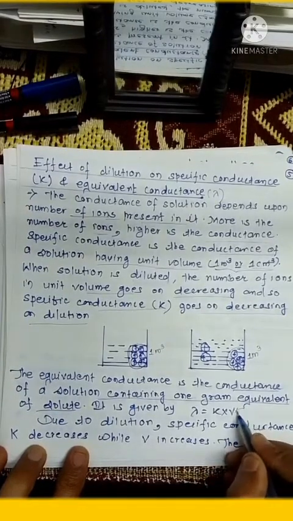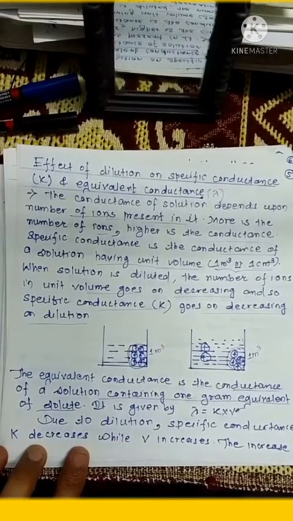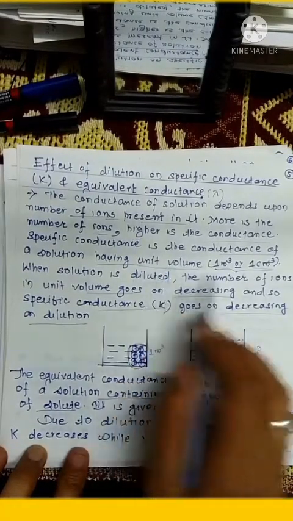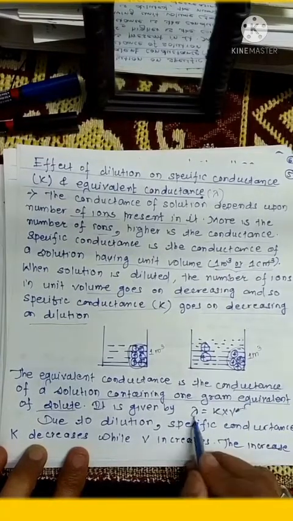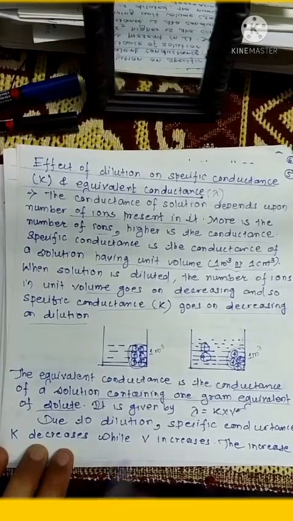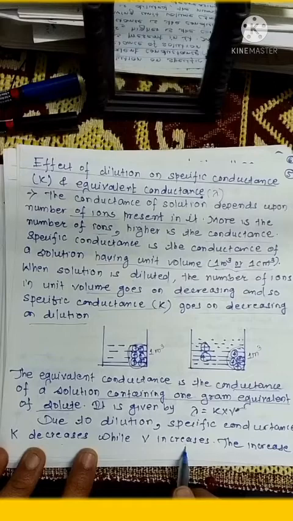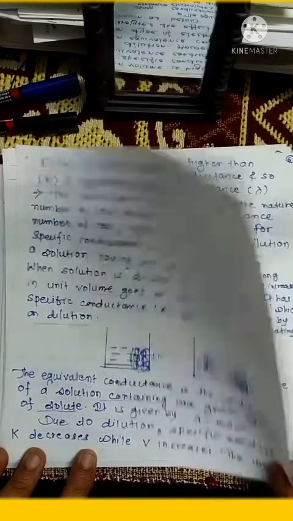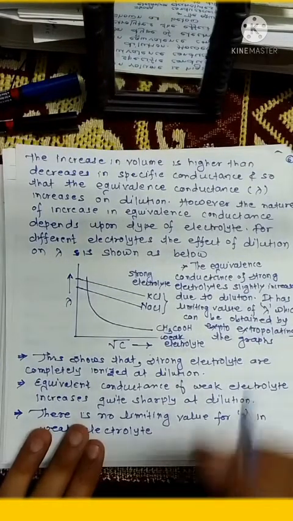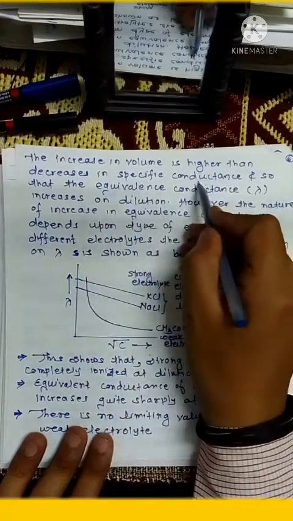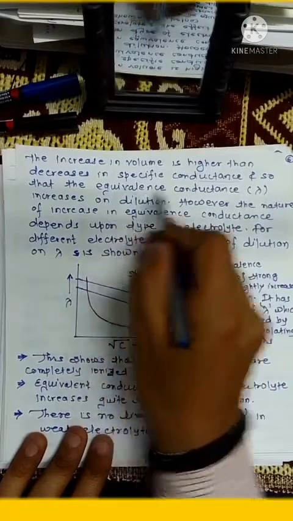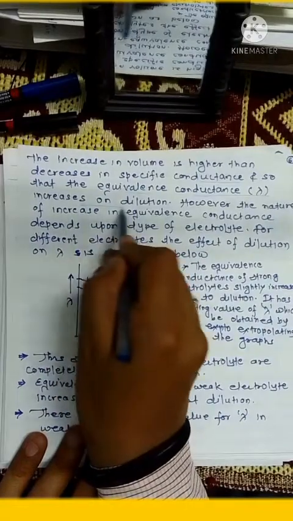So when we dilute anything, volume increases. Since volume increases, it simply means that lambda also increases, because the equivalent conductance definition is not limited by the words unit volume. So as the volume increases in this formula, the lambda value obviously increases. Due to dilution, specific conductance decreases while V increases. The increase in volume is higher than the decrease in specific conductance, and so the equivalence conductance lambda increases on dilution.